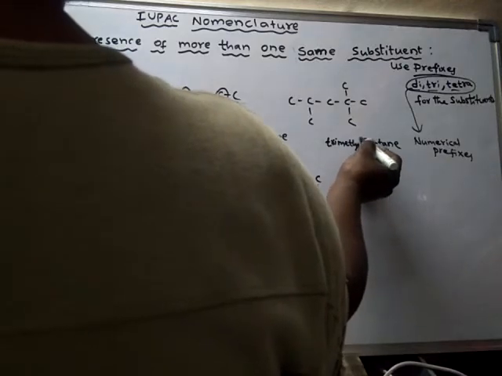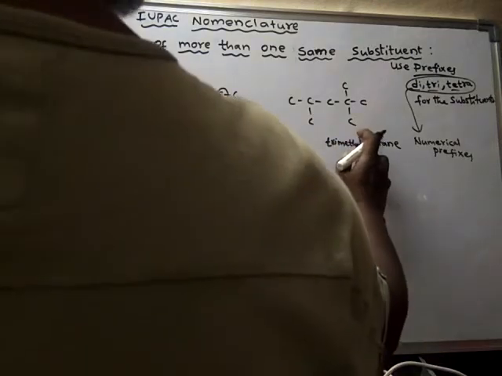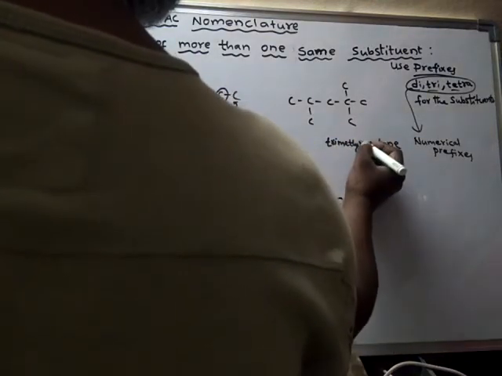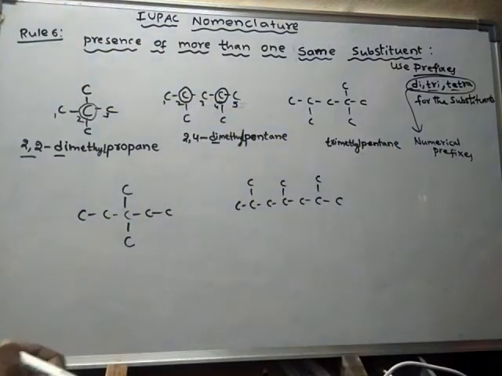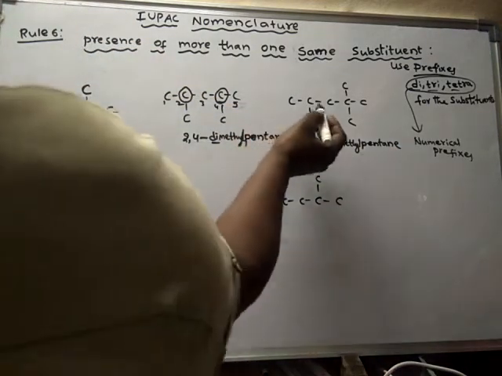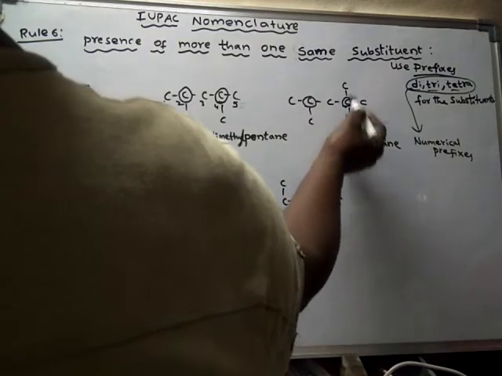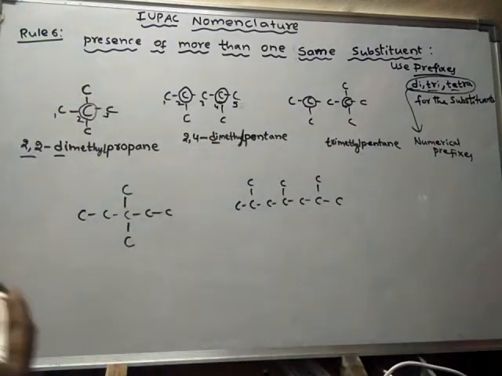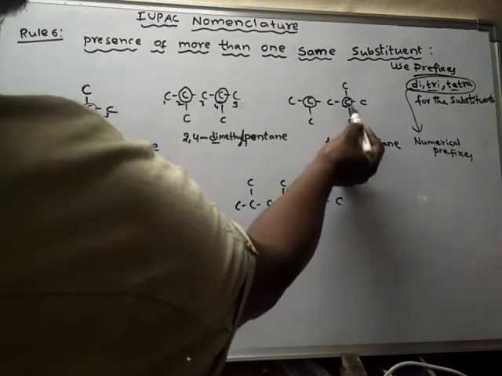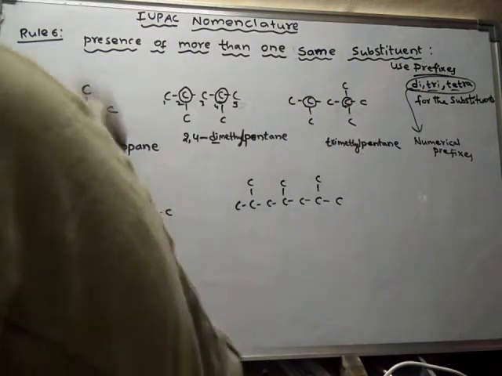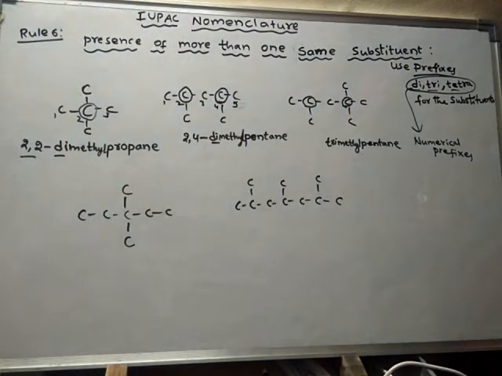It is a trimethyl pentane, and we have to write the position of the locants. So locant carbons and how many substituents. Here there are 3 methyl groups, and these 2 methyl groups are on the same carbon. So the lowest sum rule we have to follow here in this case.